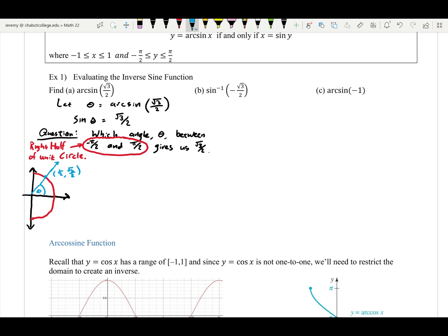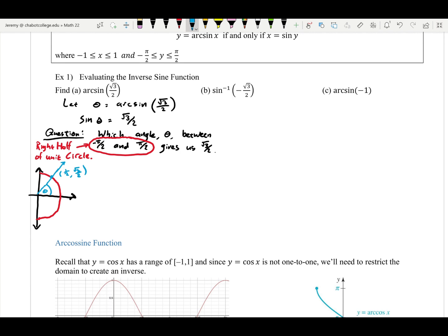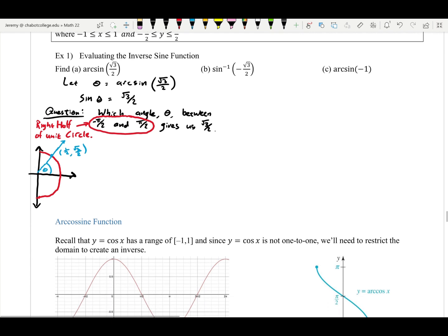Okay, and it turns out that's the only theta value that's going to give me a y coordinate of root 3 over 2, right? There is another one over here, like 2 pi over 3 also would give me, sine of 2 pi over 3 is also root 3 over 2. But the whole point of restricting this to the right half of the unit circle is I only want a single output value, right? If I got more than one output, then I wouldn't have a one-to-one function. I wouldn't be able to evaluate this arcsine function. Okay, so that is going to be the angle that I want.